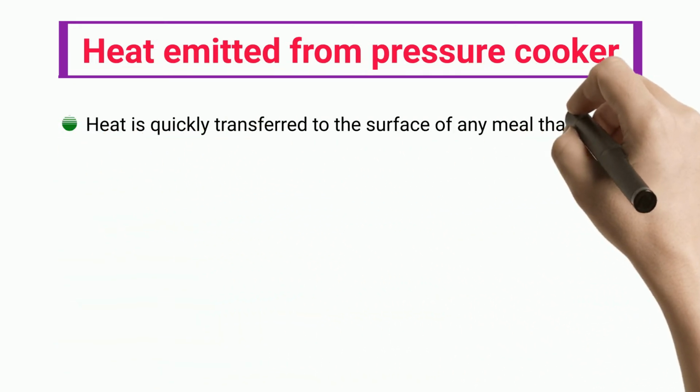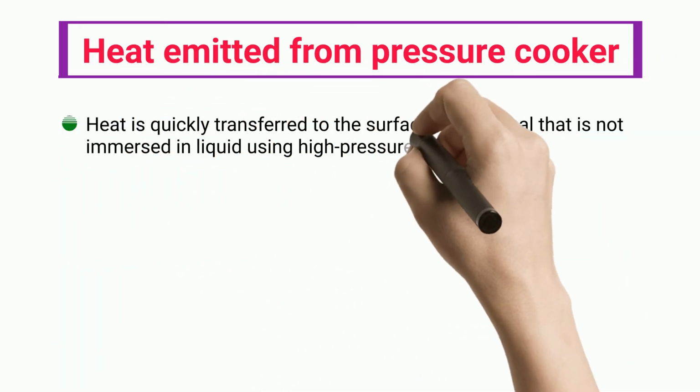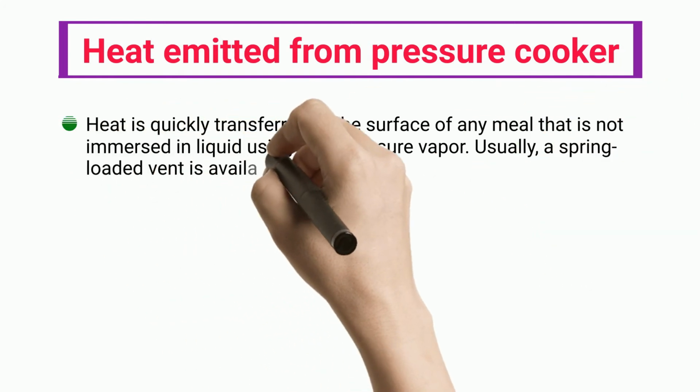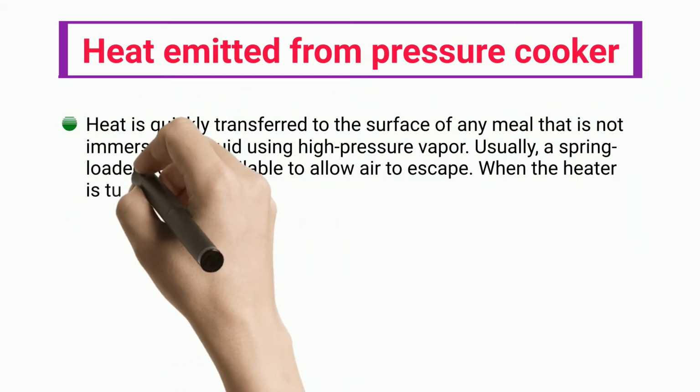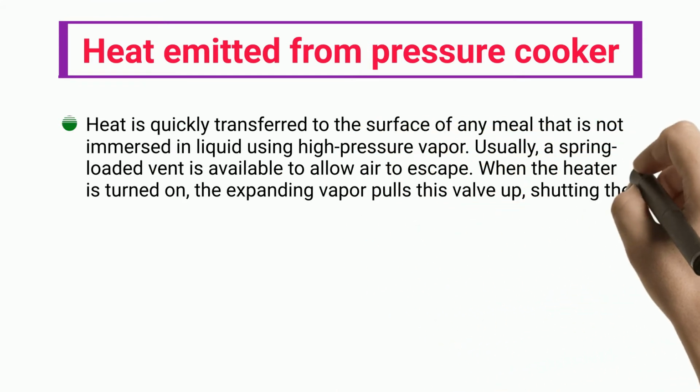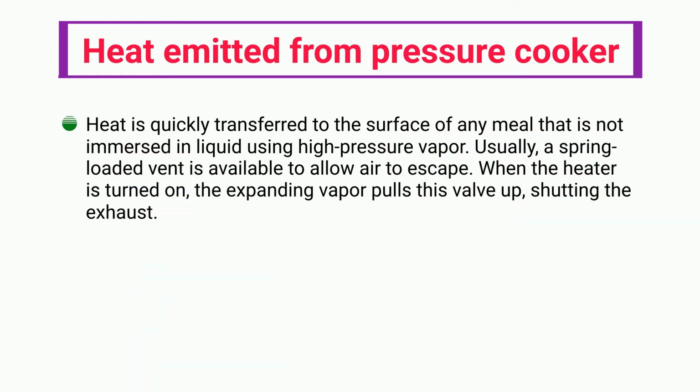Heat emitted from pressure cooker. Heat is quickly transferred to the surface of any meal that is not immersed in liquid using high-pressure vapor. Usually, a spring-loaded vent is available to allow air to escape. When the heater is turned on, the expanding vapor pulls this valve up, shutting the exhaust.